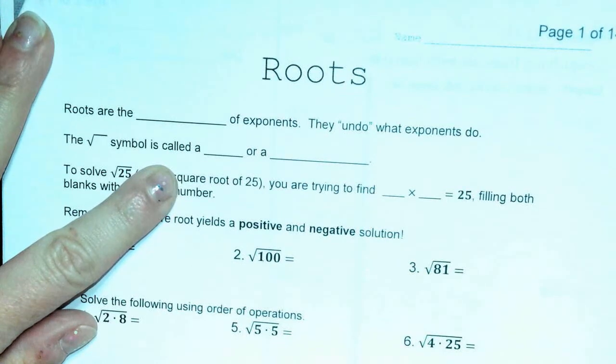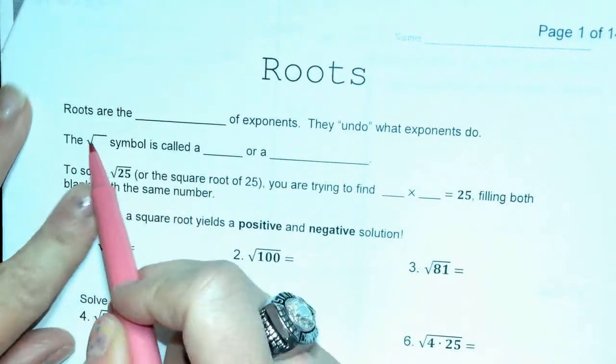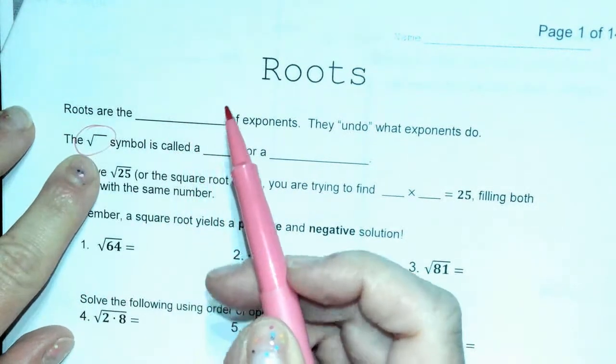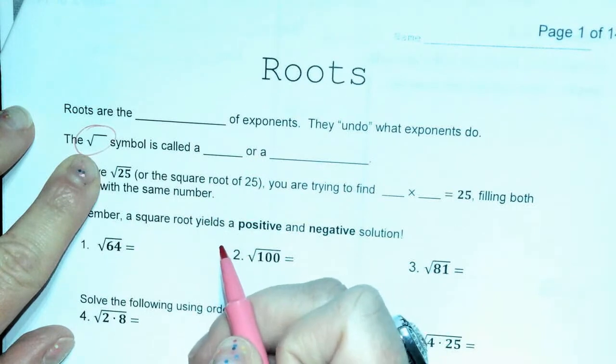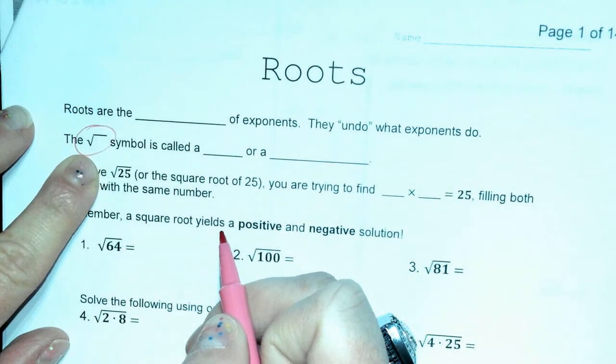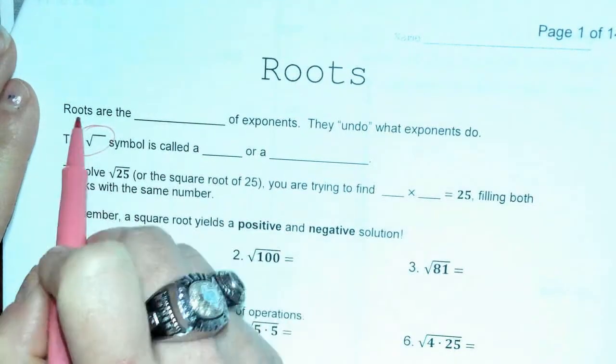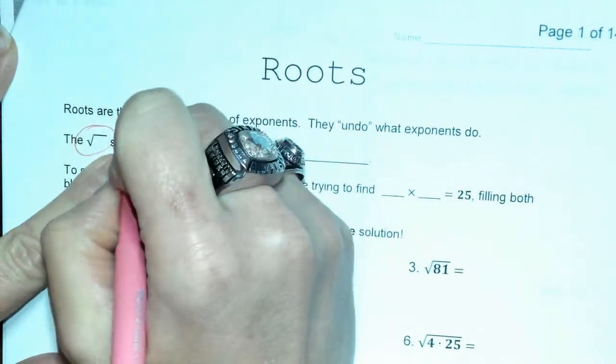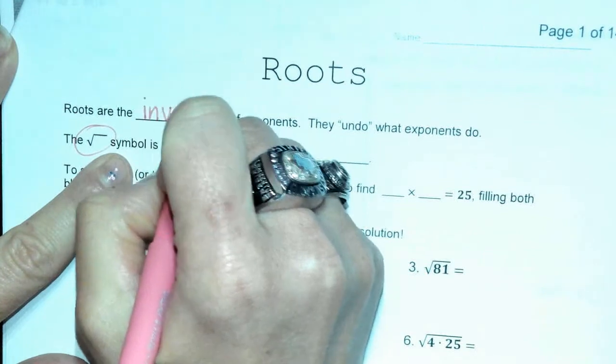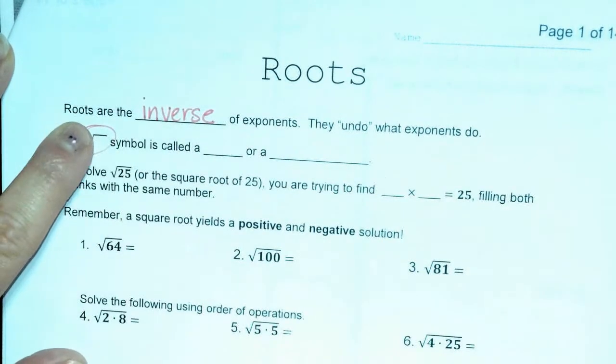You also have to know certain things because you're going to be using square roots and cube roots in geometry, because for triangles you have to know the side measures, and some of those are square root of 2, square root of 3, whatever. Okay, so here we go. Roots are the inverse of exponents.